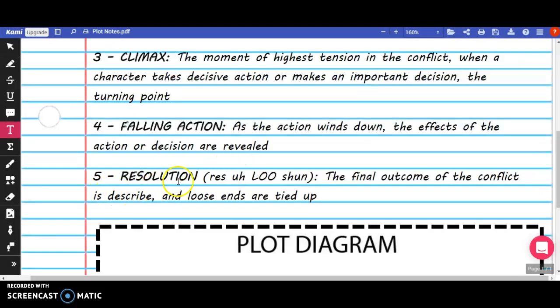And 5, resolution. I've also given you the pronunciation of that, resolution. And resolution is the final outcome of the conflict, and this is where it is described, and the loose ends in the story are tied up.